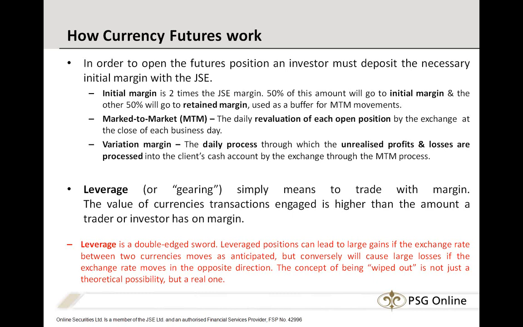Just understand this is a geared product. It means you trade on volume, you are borrowing funds, and that initial margin gets ring-fenced. You always have to keep it at that margin. If the market goes against you, you have to top up. That's where the variation margin comes in. So remember, leverage or a geared product is a double-edged sword. It can lead to either large gains or large losses, depending on which way the market's going. So the concept of being wiped out is not just a theoretical possibility, but a real one.